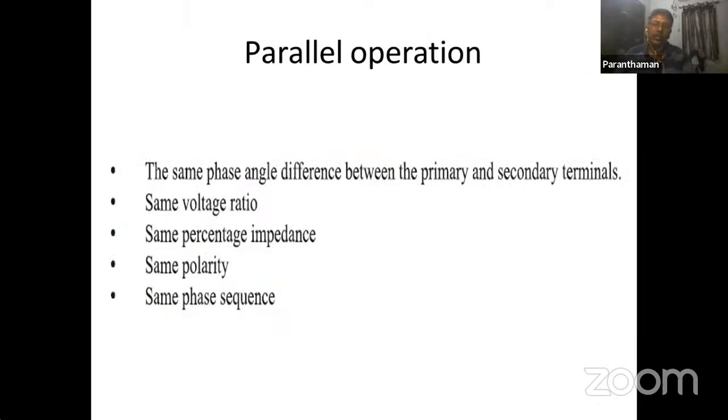Parallel operation. These are all the points we need to keep in mind. Supposing they may ask for 3 marks or 5 marks: phase angle difference primary and secondary same, same voltage ratio, same percentage impedance, same polarity, same phase sequence. Five points you must keep in mind for parallel operation.